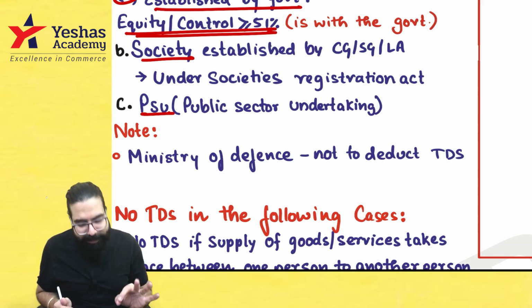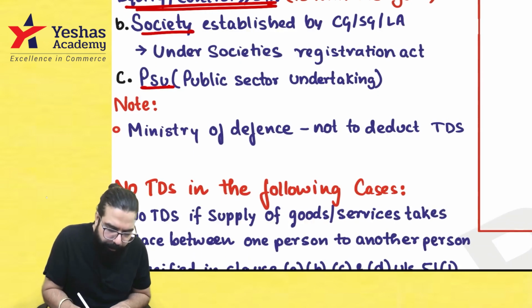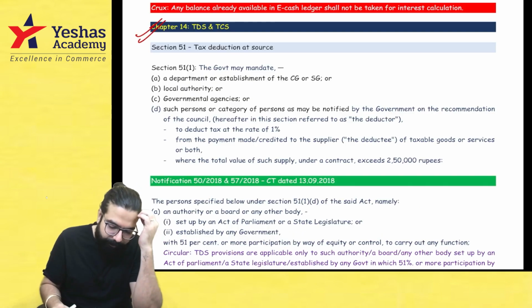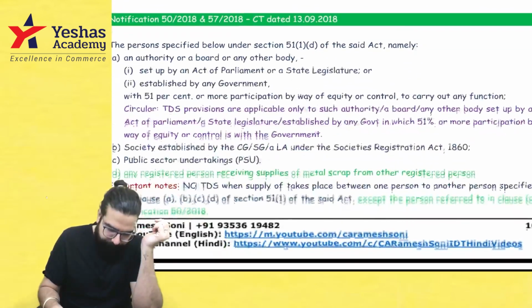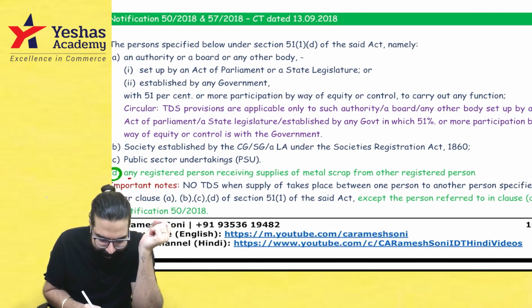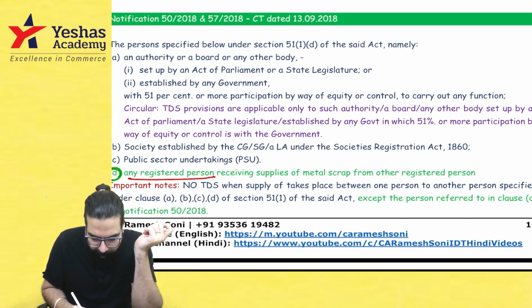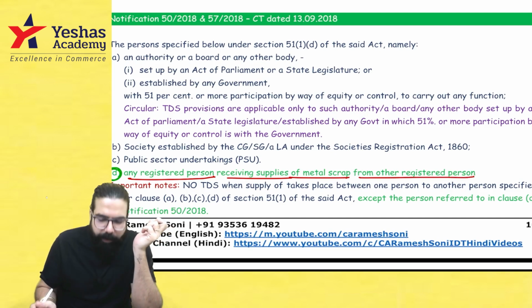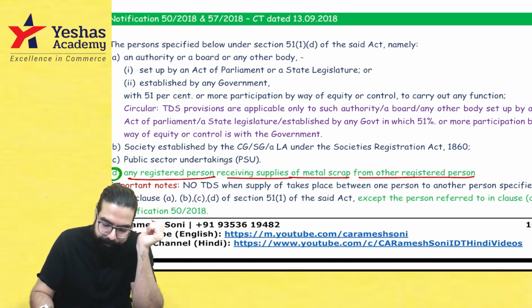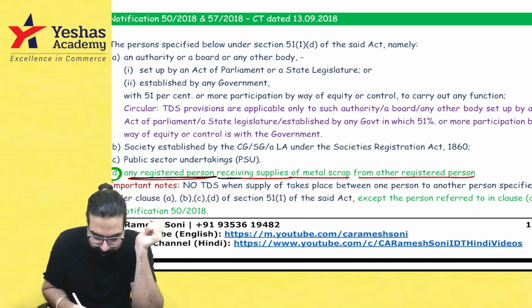Now here, in the TDS deductor category, one more D category has been inserted. What is the D category telling? See. Any registered person receiving metal scrap from an unregistered person. Okay. Then you have to deduct TDS. What are they telling over here? Any registered person receiving metal scrap from another unregistered person.